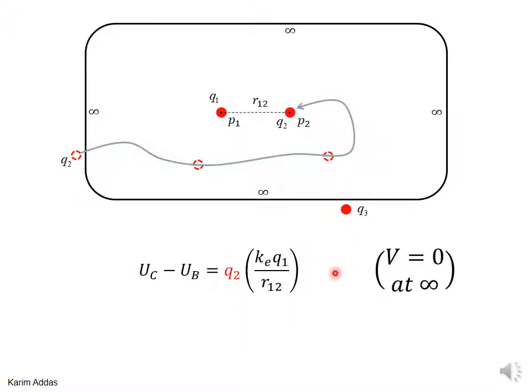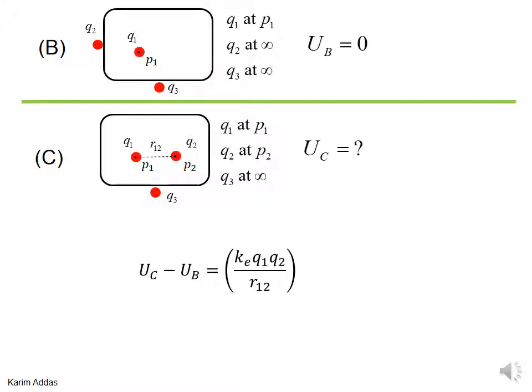The result was very simple, that the potential due to a point charge at point P2 is Ke times the charge Q1 divided by the distance between them, R12, and that's the simple answer. So you get Q2 times the potential at point 2 due to charge 1, which is this value. So we get the final result that UC minus UB is this value. Now we know that UB is 0, so that means that UC is equal to this value directly.